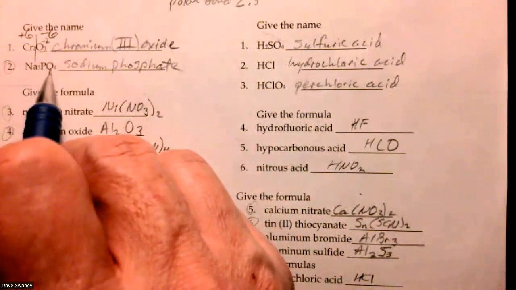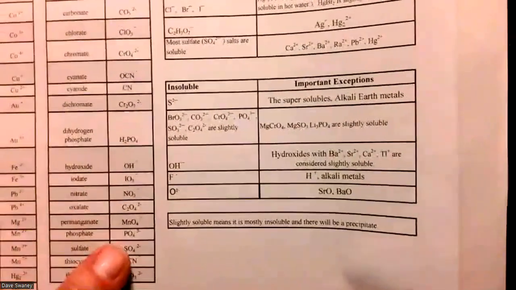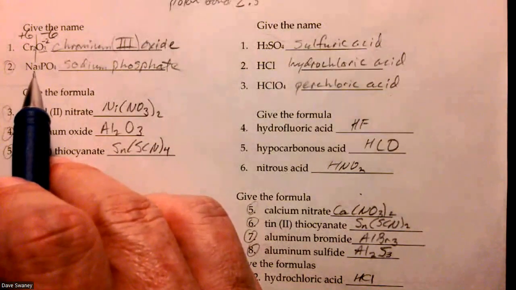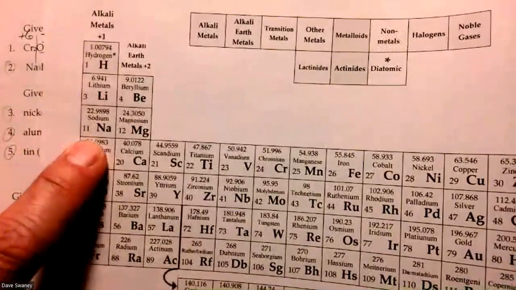This is sodium, that is phosphate, and just look it up on the back. Phosphate. And that's it, because metals just get their name. And we don't have to say sodium 1 because sodium is always +1 because it's in the +1 column.